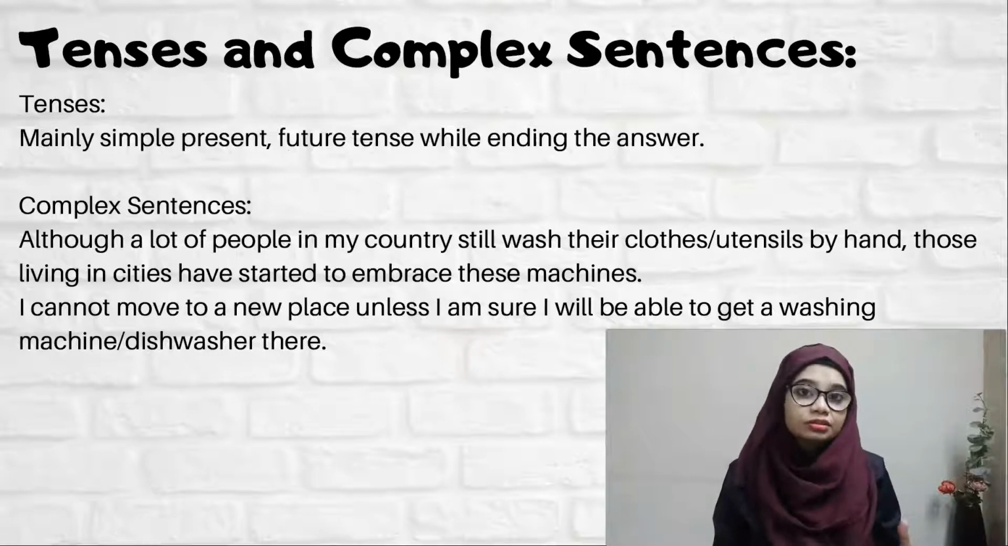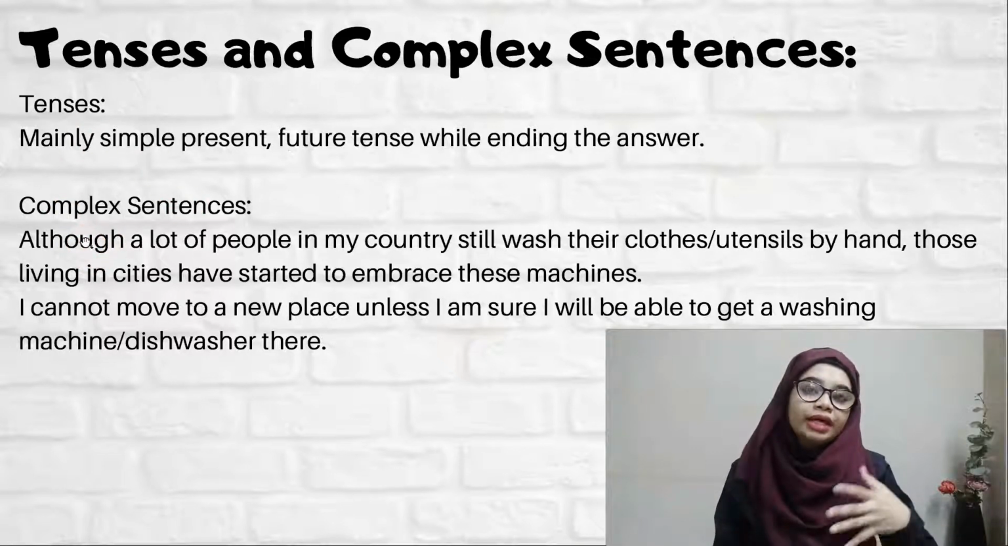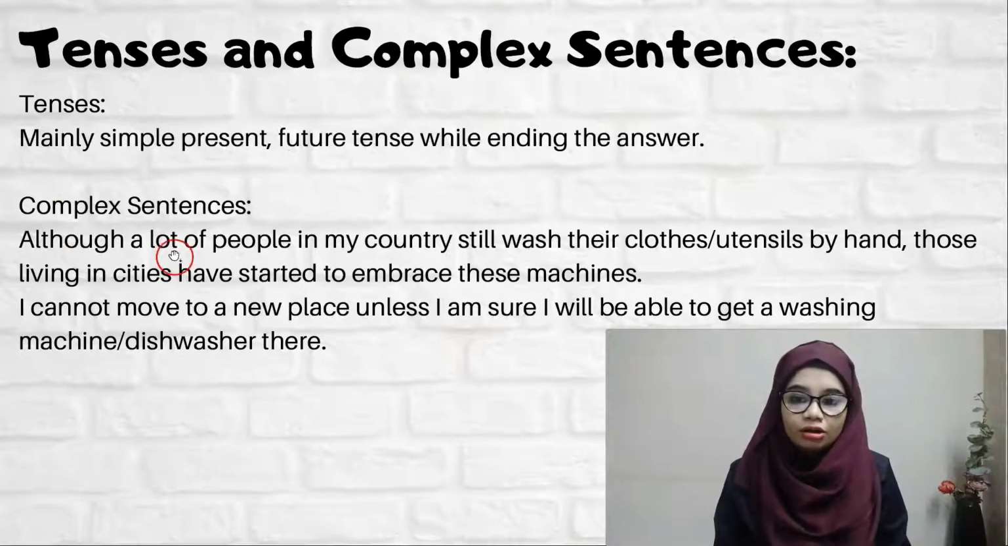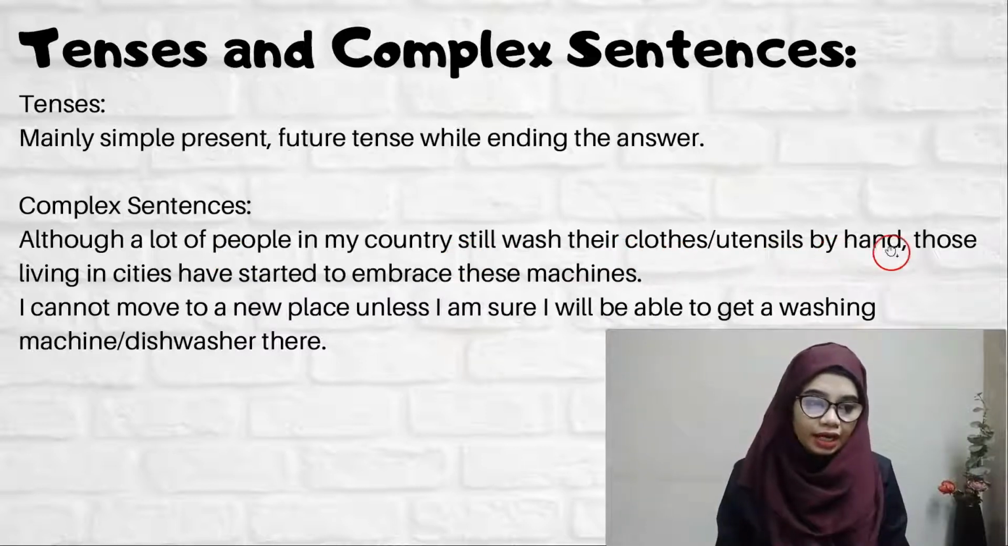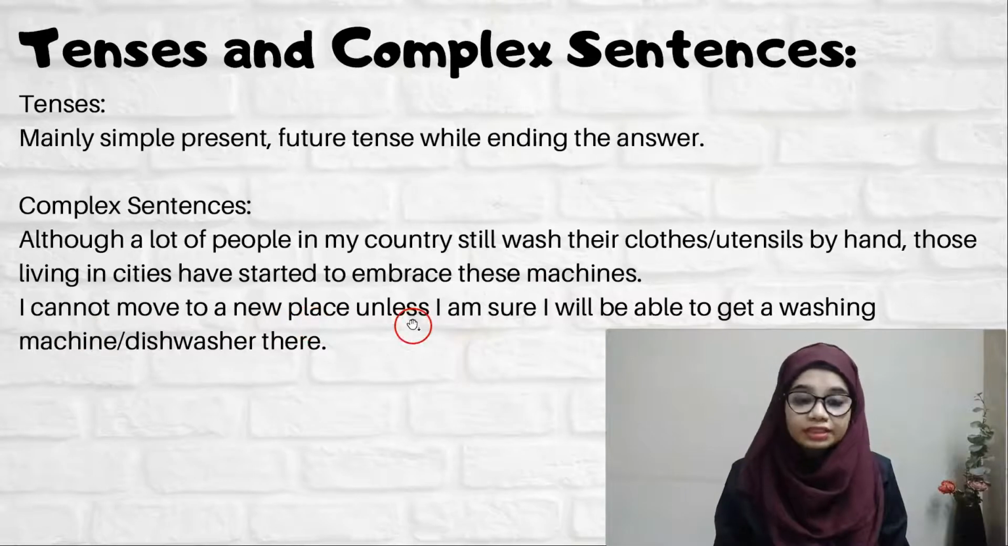There are certain conjunctions that you need to use in order to form complex sentences. For example, if you use although and you make an accurate sentence, that means you're making a complex sentence. Although a lot of people in my country still wash their clothes or utensils by hand, those living in cities have started to embrace these machines. So this is a complex sentence. I cannot move to a new place unless I am sure I will be able to get a washing machine or a dishwasher there.